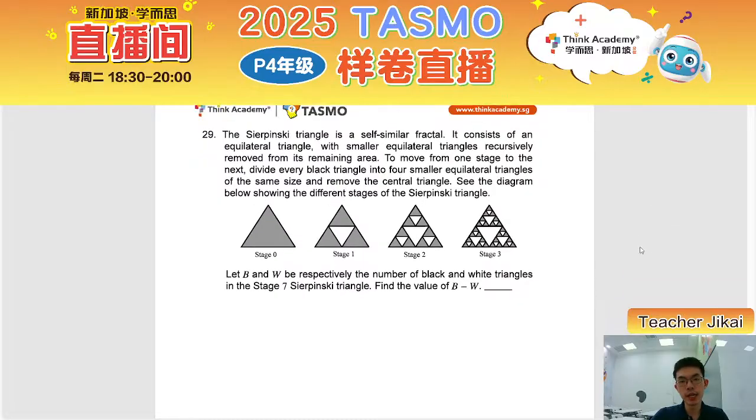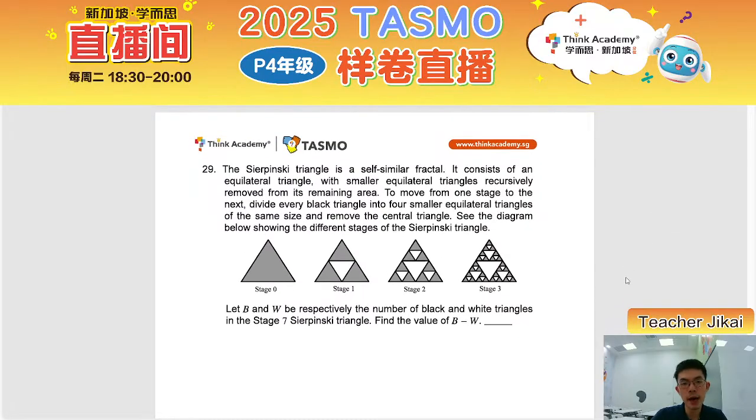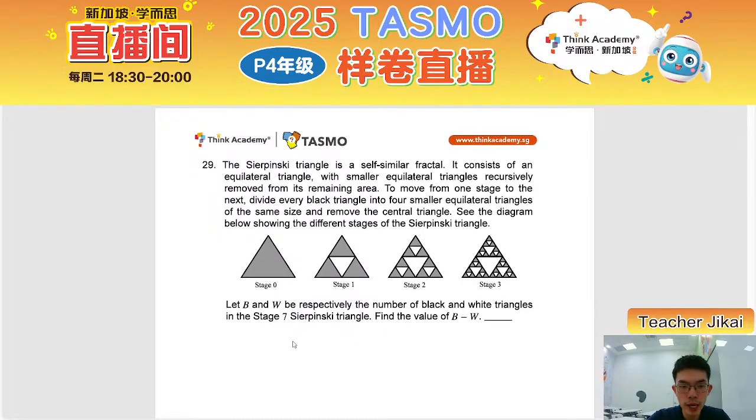Alright, question 29. Yeah, question 29 is a question from the MOS, the Sierpinski triangle. Although we have some difficult shapes, the question is not that hard. It's about finding the pattern. Because, yes, you can see stage 0, stage 1, stage 2, stage 3, it is the pattern here. So we can also find the pattern for the number of black triangles and white triangles. So we have the black triangle, the white triangle, and the stage.